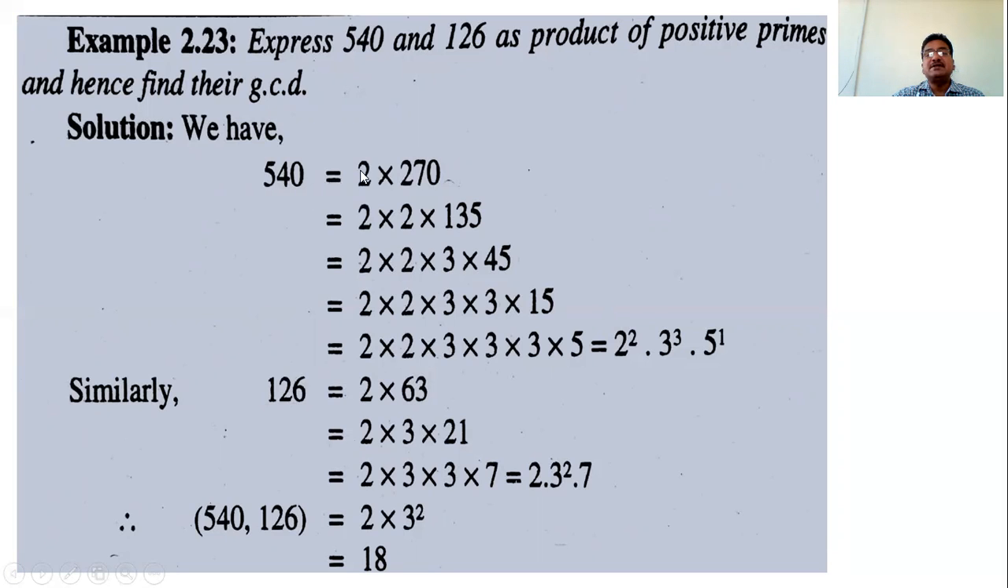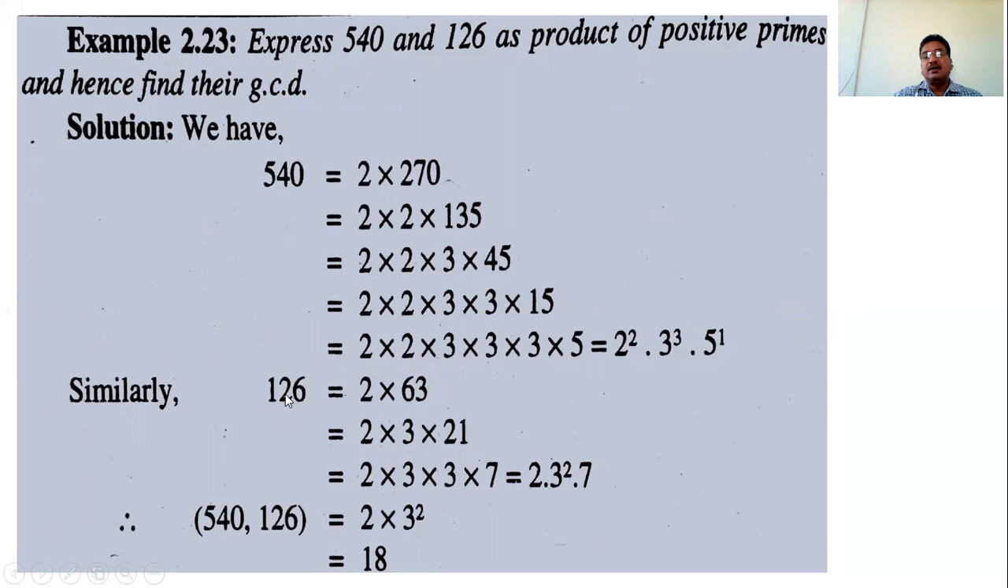It is expressed as 2 into 270. Only choose the prime numbers here: 2, 3, 5. Then again 270 is divided as 2 into 135. Then 135 is divided as 3 into 45, then 45 as 3 into 15, and then 15 as 3 into 5. So observe these numbers: 2, 3, 5 are all prime numbers.